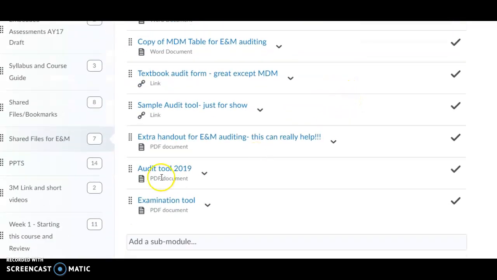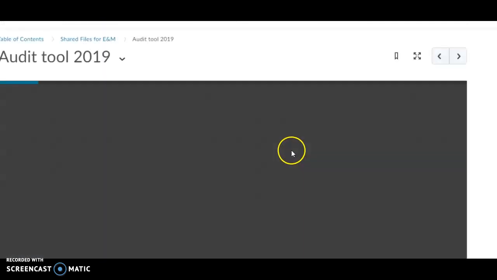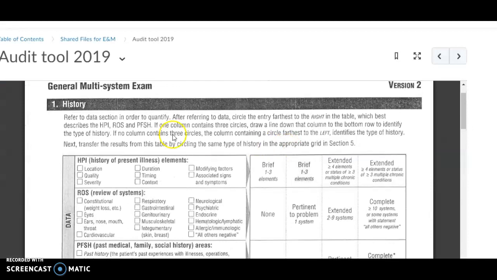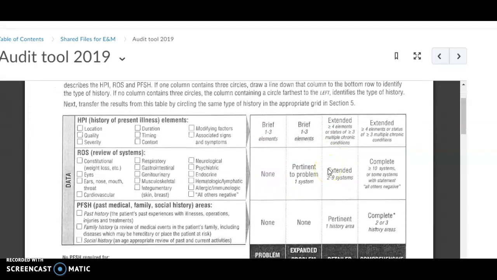In here, I have my audit tool that I would use, which I like. With this, refer to the data section in order to quantify. After referring to the data, you circle the entry farthest to the right in the table, which best describes your HPI, which is my first one here. I check them off when I find them. The review of systems, past family social history: if one column contains 3 circles, you draw a line down that column. If no column contains 3 circles, a column containing a circle farthest to the left identifies that type of history.